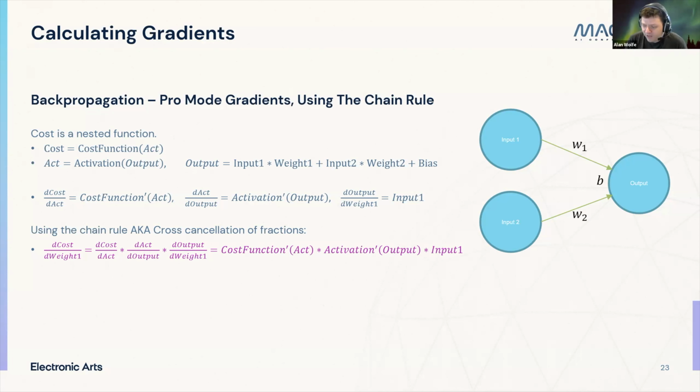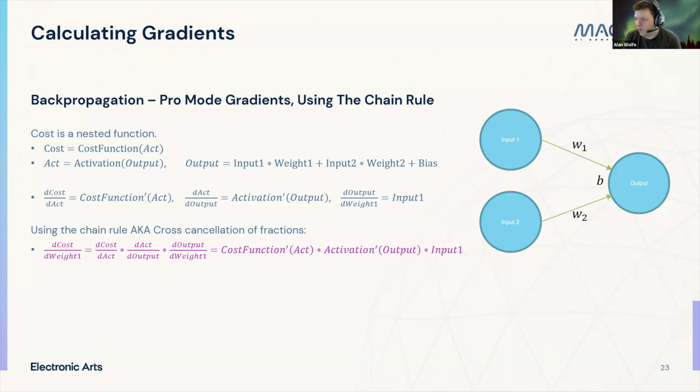Next, we can get the derivative of each of these nested steps. First, if we change the activation, we can calculate how much that affects the cost. That's our first derivative, which is delta cost divided by delta activation. And that derivative is just the cost function's derivative at the activation value. We can do the same for finding out how much the activation changes when the raw output changes. And then we can also do that for the weights and biases.